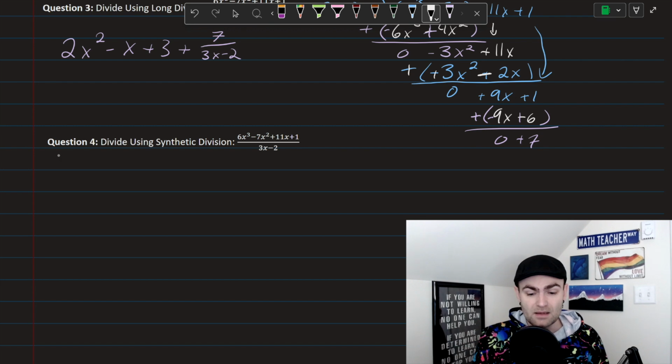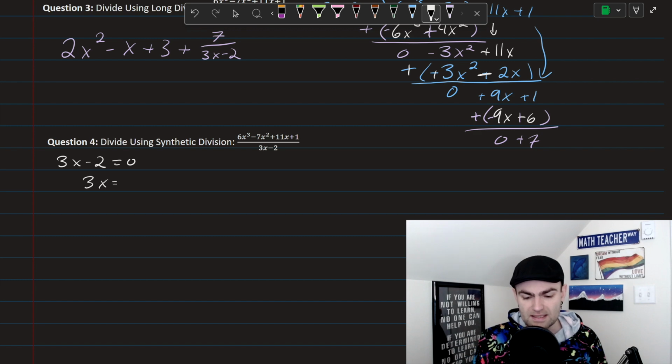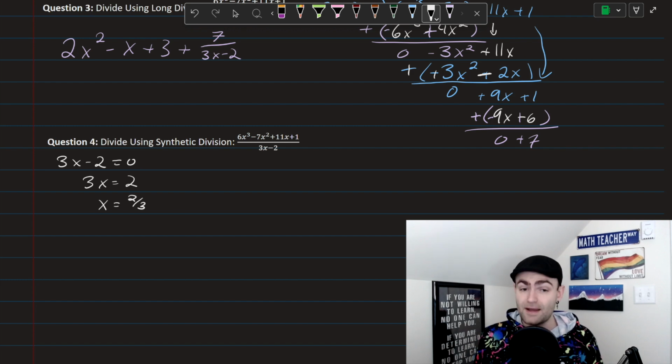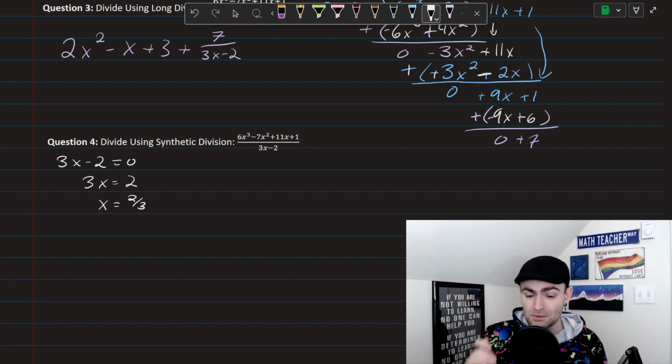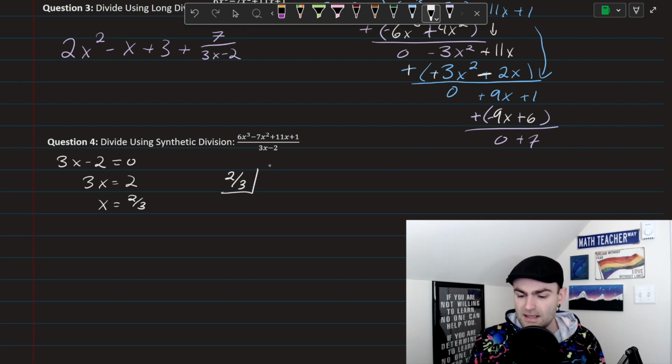We're going to set the denominator equal to 0. So 3x minus 2 is equal to 0. We solve this. We get 3x is equal to 2 by adding 2 to both sides, and then divide by 3 to get x is equal to 2/3. So we have a fraction here, and that can get a little scary. Just keep that in mind. So 2 over 3 goes in its own little box, and then we get 6, -7, 11, and 1.